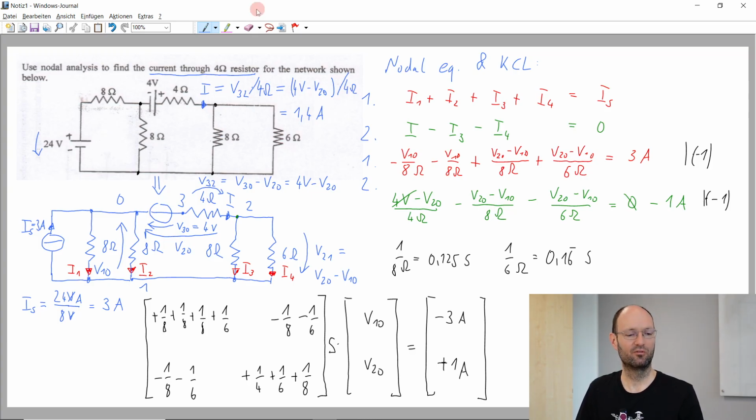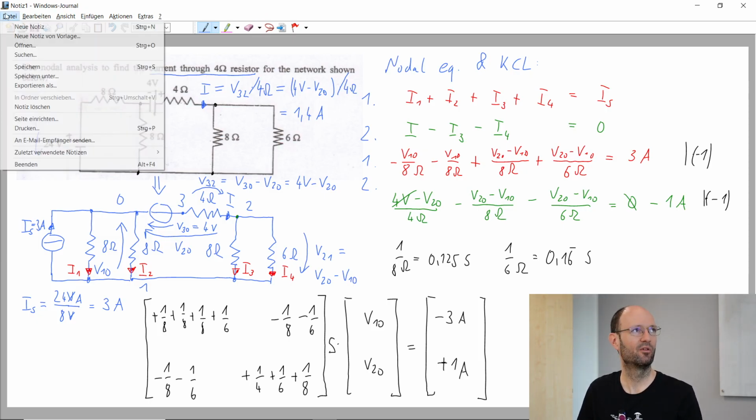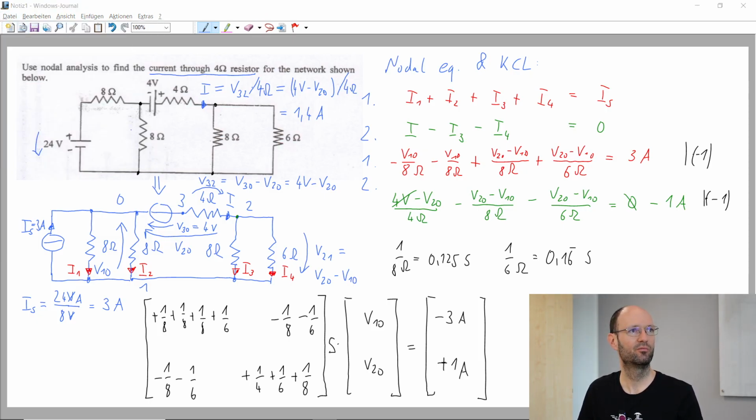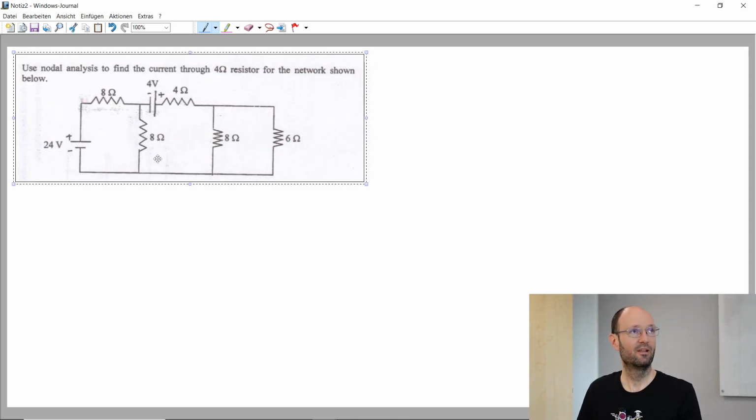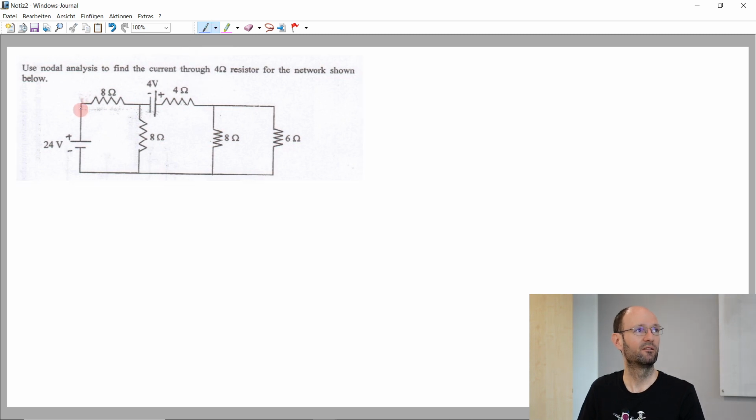So what we can do now is I will open up a new node and paste this in again, and we can try to do a second variant. And the second variant is we replace this source here. I will redraw it. We will replace this source with some current source. And we will also replace the other source here with some current source. And then, yeah, something will happen.